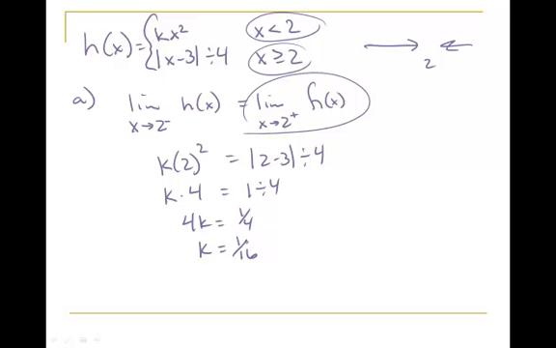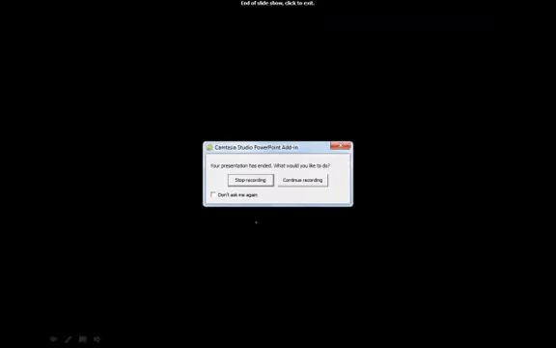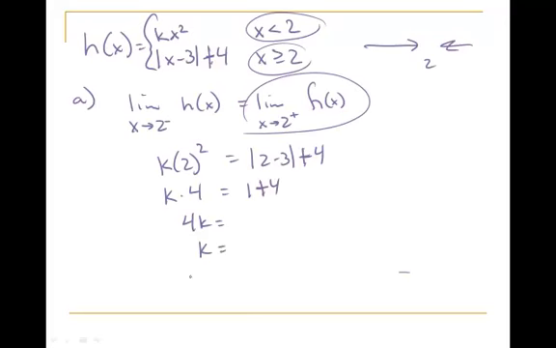So to be continuous, the two limits must be equal. Wait, what did I do wrong? Oh, that's plus 4, excuse me. Plus 4, plus 4, plus 4. That works better. All right, sorry about that. That makes that 5, and that makes that 5/4. So there we have the value for k that would make this function continuous.